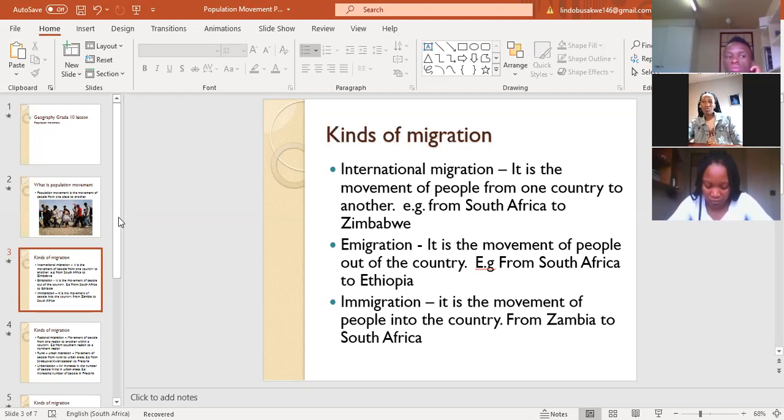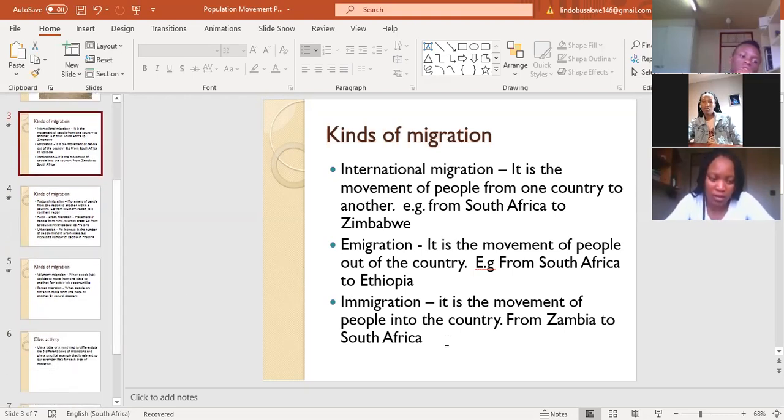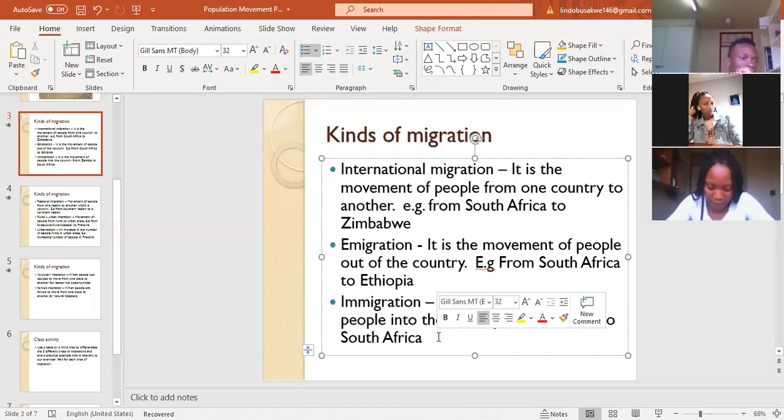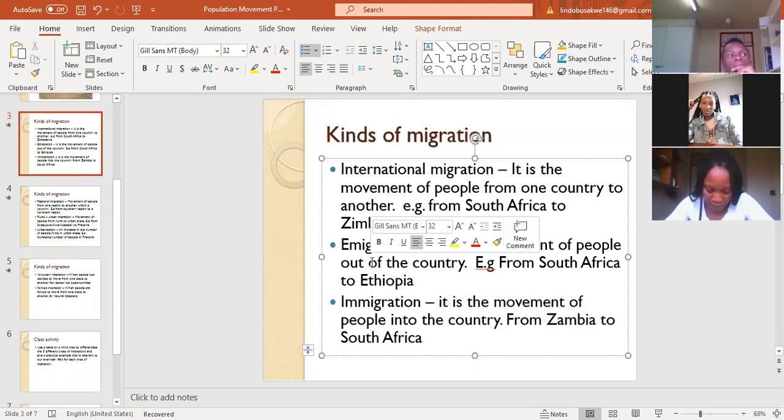Am I making any sense? Yes, sir. Yes, so it is very important to know the difference between emigration and immigration. Emigration means the movement of people out of the country. In a South African context, when people move out of South Africa to a different country, we call that emigration. And when people come into South Africa from different countries, we call that immigration. So they are the opposite of each other.